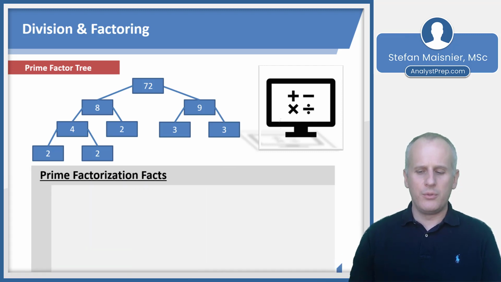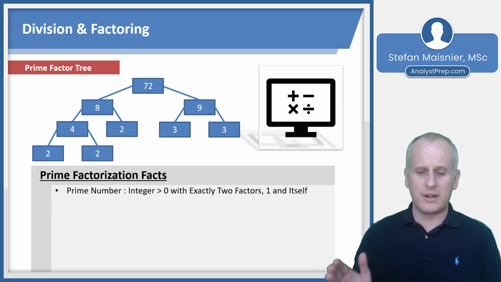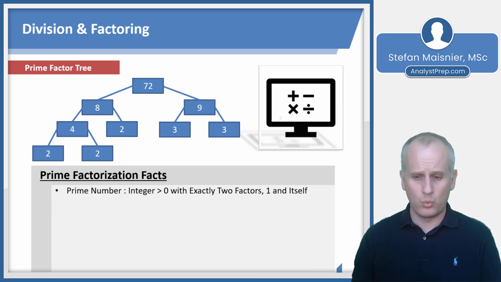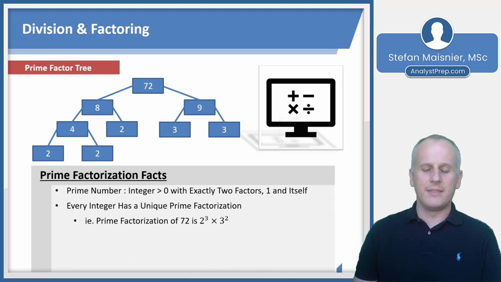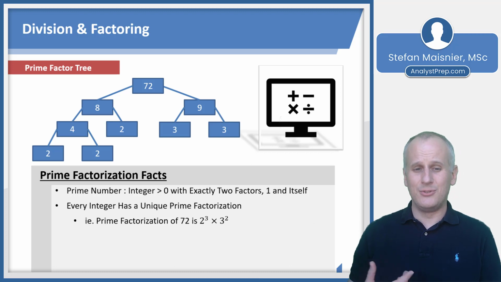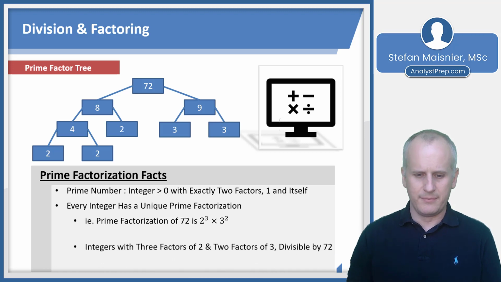And we know that every number has a unique set of prime factors, and prime factors are simply integers greater than 0 that have exactly 2 factors, one and itself. And every integer has a unique prime factorization. For instance, 72 is the only number that is comprised of 1, 2, 3 2s and 2 3s. And the prime factorization of 72, written using exponential notation, which is probably the most common way that you'd see it, is 2 to the third times 3 squared.